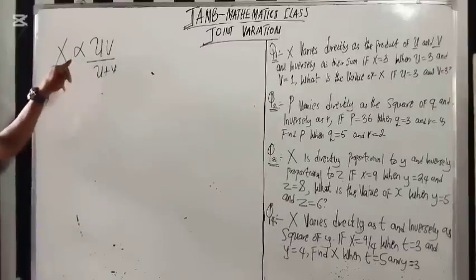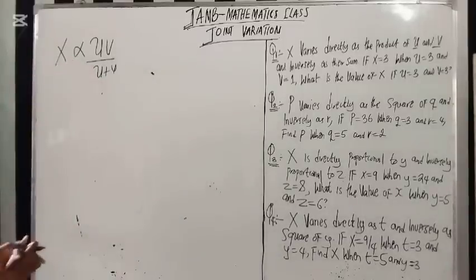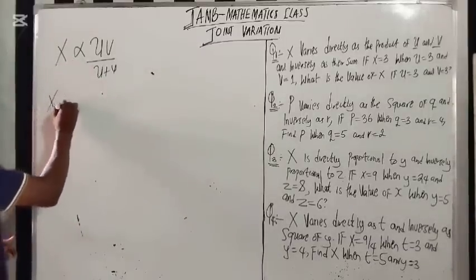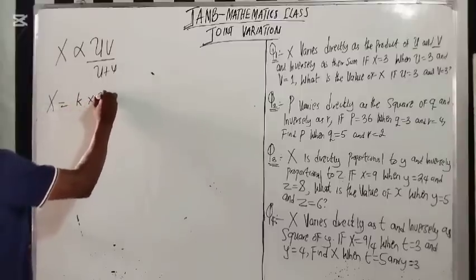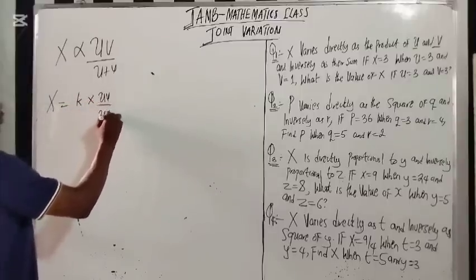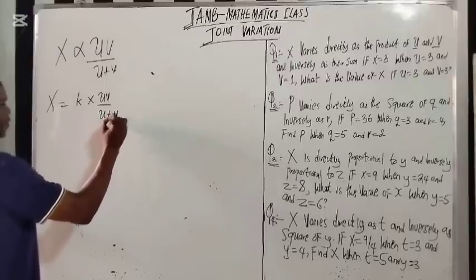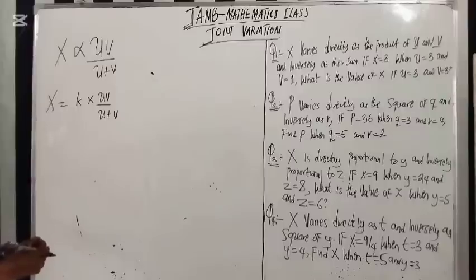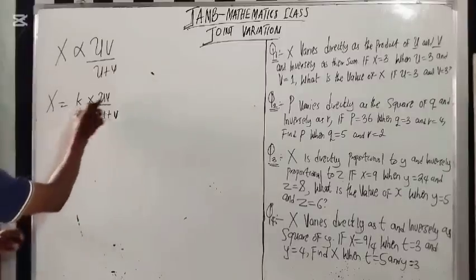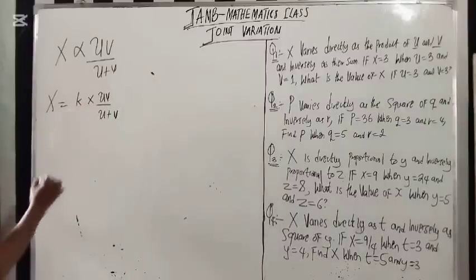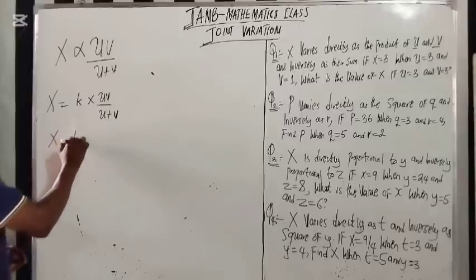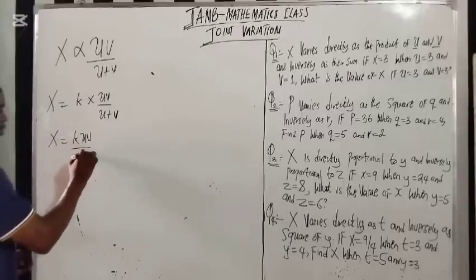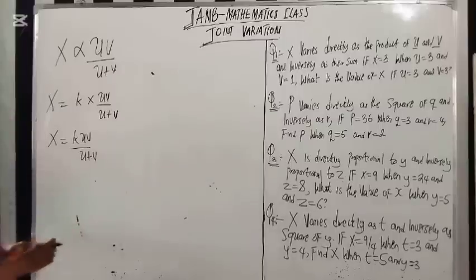Let's introduce our constant. So here you can say s equals k times uv over u plus v. Can you see that? The idea here is to make k the subject, to solve the formula. So you can multiply it here. Here we have s equals k uv over u plus v.